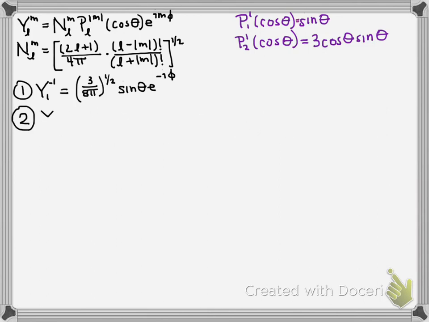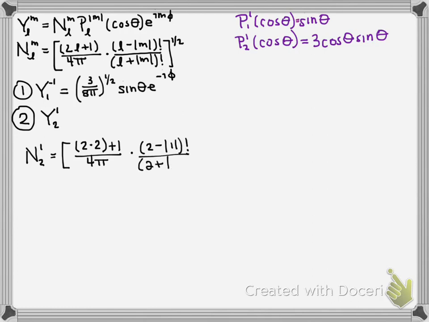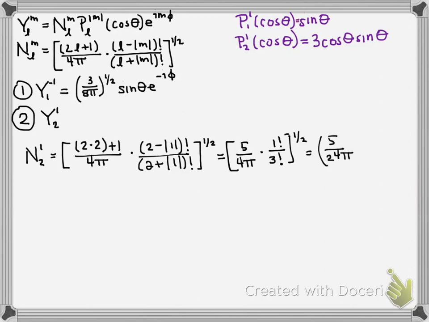So question 2 is do the same thing, but now L is 2 and m is 1. Again, we'll start with our normalization constant when L is 2 and m is 1: 2 times 2 plus 1 over 4 pi times (2 minus 1) factorial over (2 plus 1) factorial, all square rooted. So we can simplify this to 5 over 4 pi times 1 factorial over 3 factorial. 3 factorial is going to be 3 times 2 times 1, or 6. So we can simplify this to 5 over 24 pi to the 1/2, because 6 times 4 is 24.